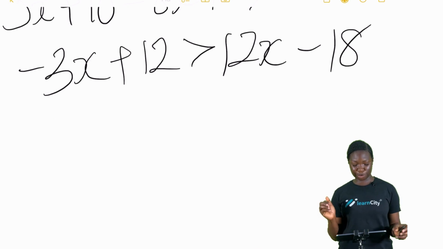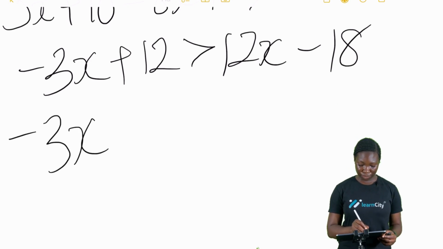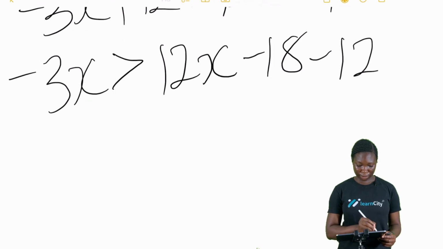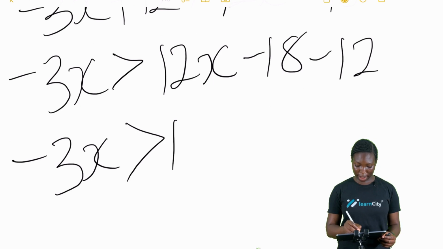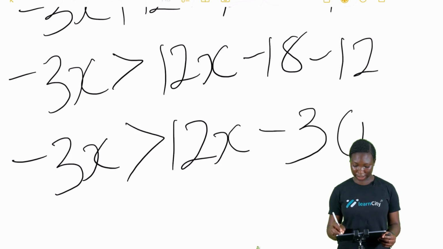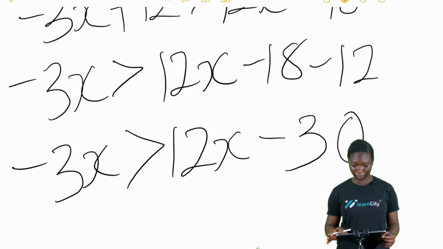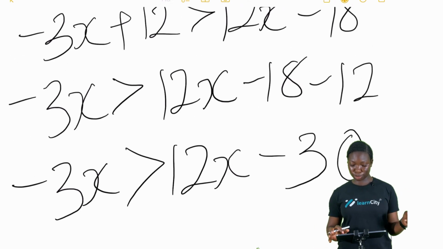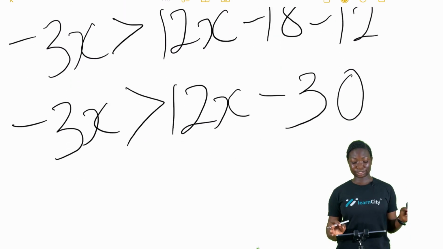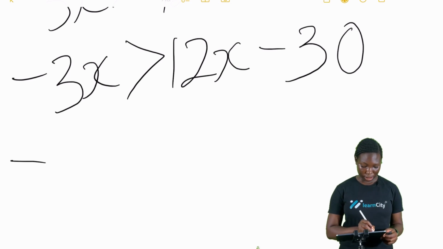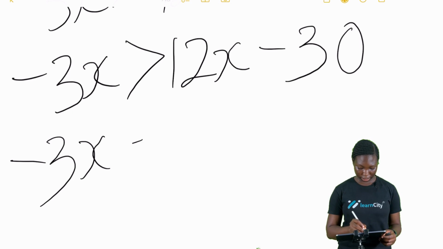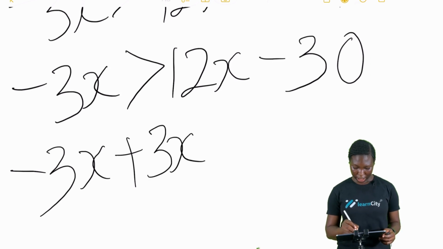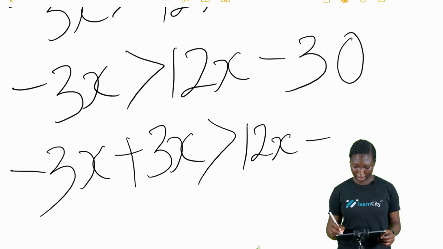So, minus 12 from both sides, we have minus 3x greater than 12x minus 18 minus 12. So we have minus 3x greater than 12x minus 30. So we add 3x to both sides, minus 3x plus 3x, greater than 12x plus 3x minus 30.